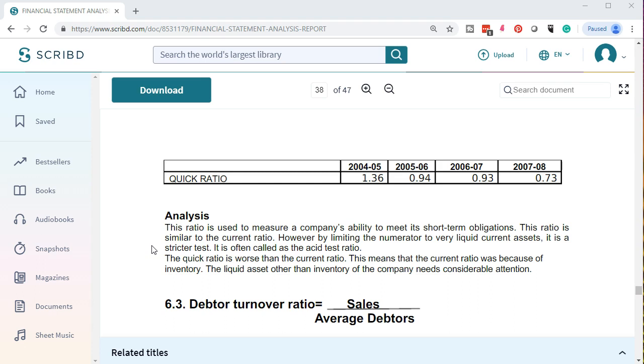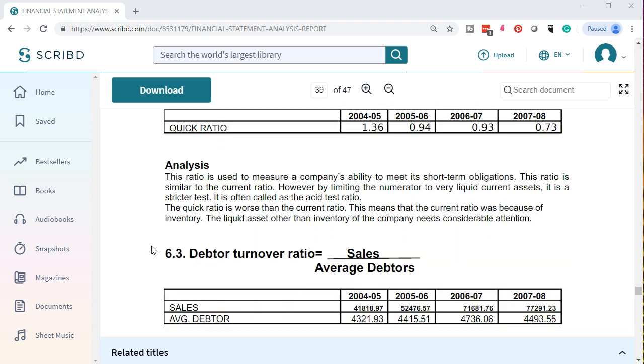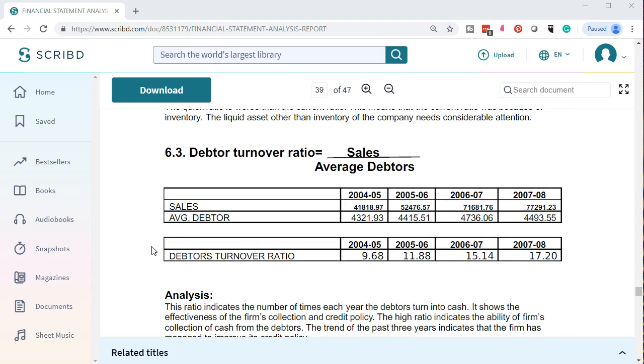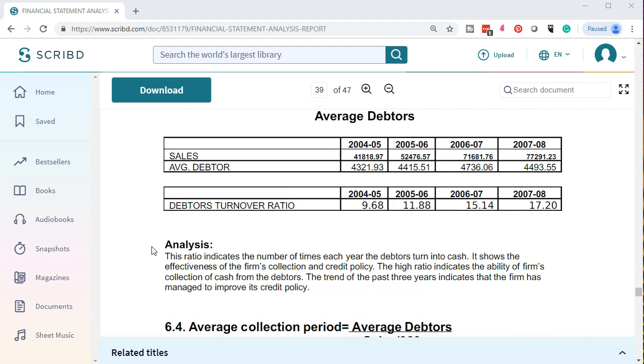However, what the software can't do too well is say why that is happening. Again, what are the decision-making things that are leading to this trend in terms of policy decisions related to these items? To break those down, we'd have to go into the actual decisions that are making the changes. Then we're going to go to the debtor turnover ratio, sales divided by average debtors. You can see the calculation here.